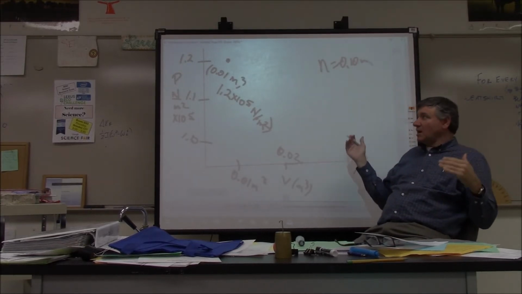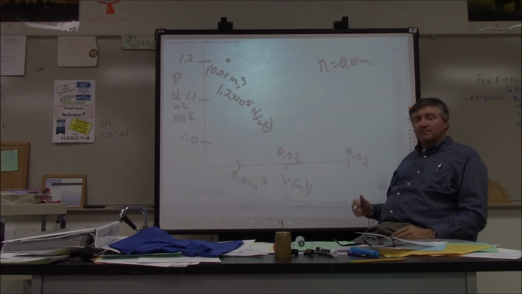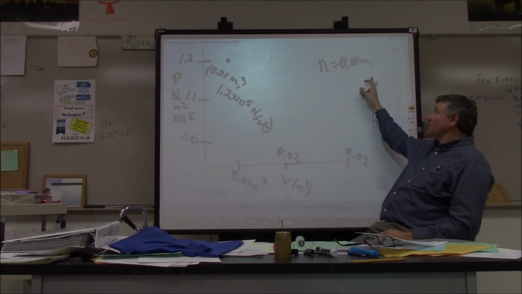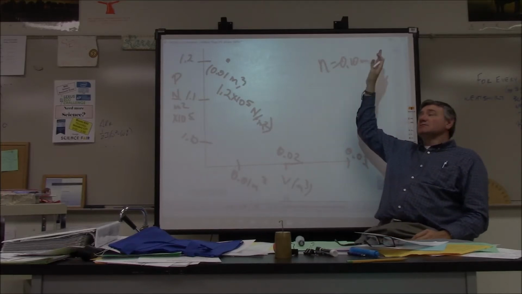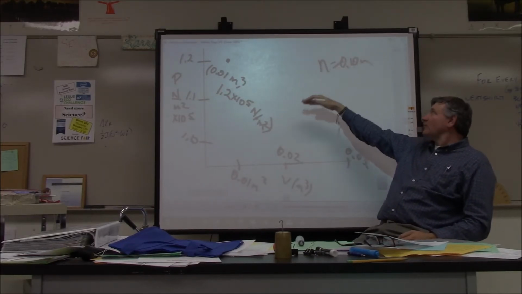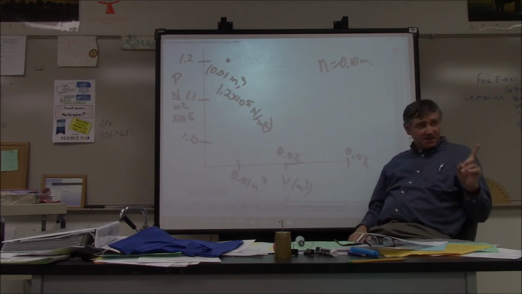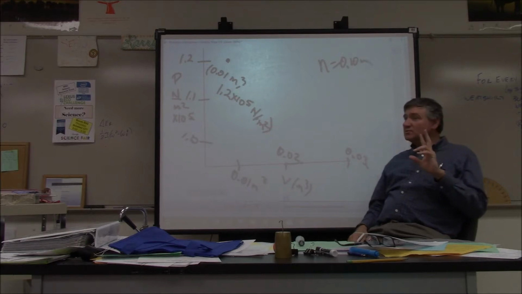Even though you're plotting 2 dimensions, pressure and volume, there's actually a third thing that you can determine if you know the number of moles in the gas. So if I know I've got a pressure, a volume, and a number of moles, what else can I find? Temperature. I can find temperature. So here's what's cool about this graph.